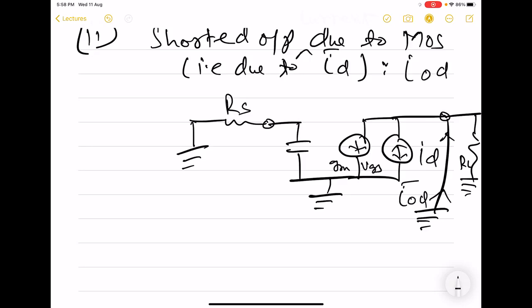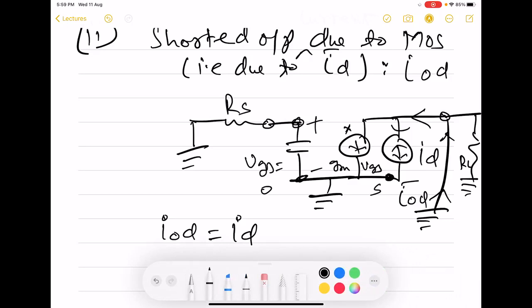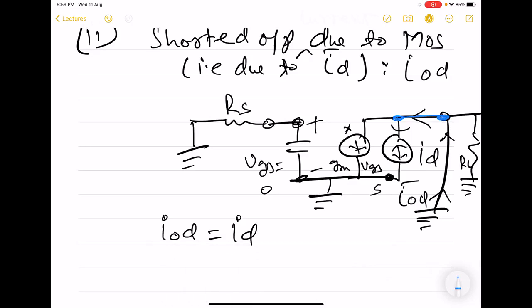Here you can see that in this case, this IOD is going to be equal to this ID itself, because there is no current going towards this gate to source. So the VGS in this case is going to be zero, so this current is going to be zero. So what we will have is IOD equal to ID itself. The entire ID will flow like this. You can also note that the other end, which is connected to the source, is anyway grounded. So equivalently, the first end is connected here and the second end is equivalently connected here. That is why this ID will circulate in this loop. Both the terminals of this ID are shorted, so none of the current will flow in this direction.